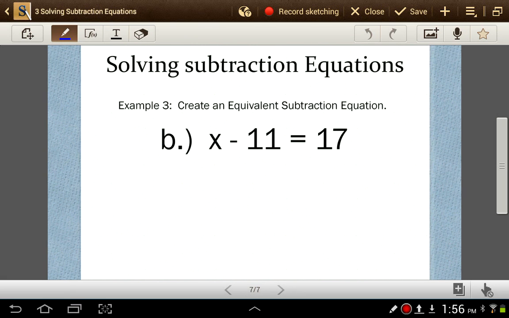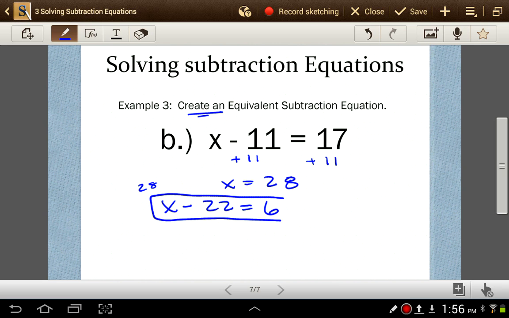Here's example B. So again, same thing, create an equation. So I'm going to add 11 to both sides. That's going to give me x equals 28. I'm going to write an equation. Again, I'll give you 2 examples. So the first one, I want to make them less than 28. X minus 22 equals, well, what is 28 minus 22? 6. So x minus 22 equals 6. Okay, 28 minus 22 equals 6, so that works.